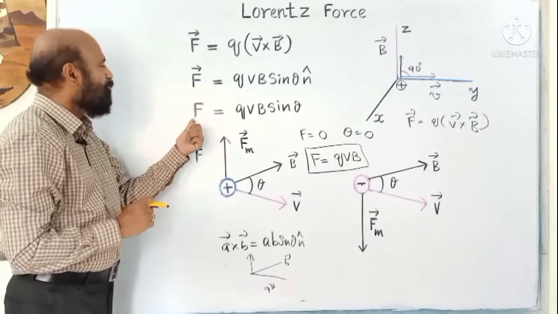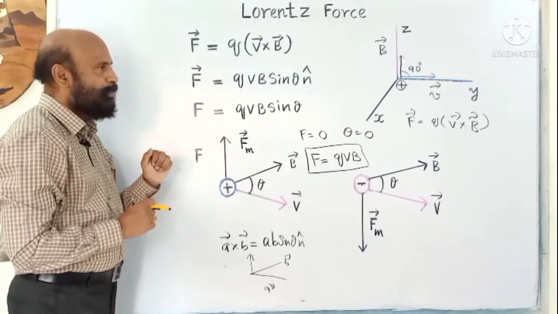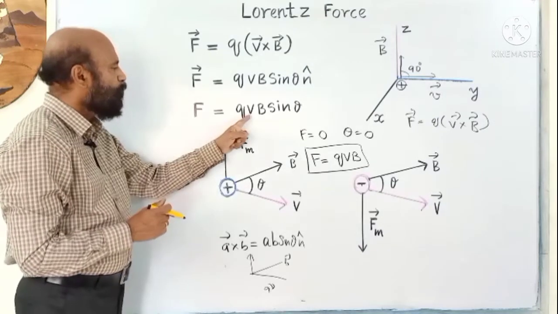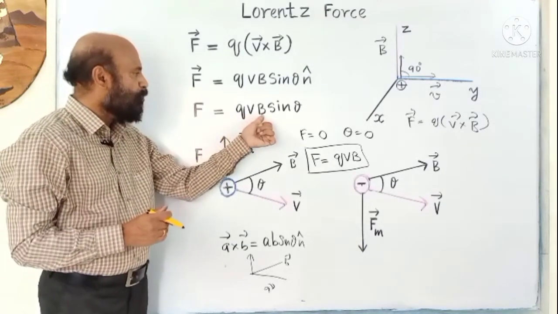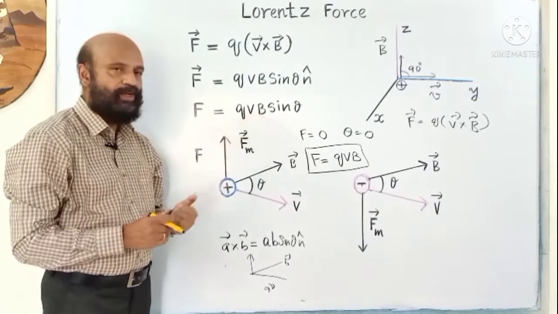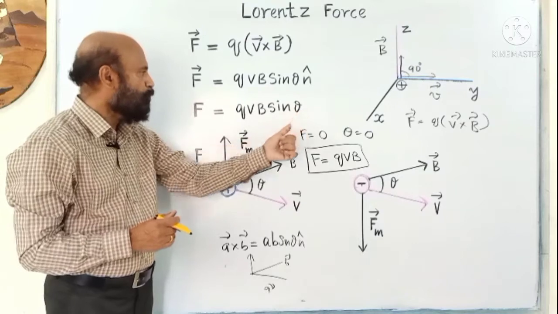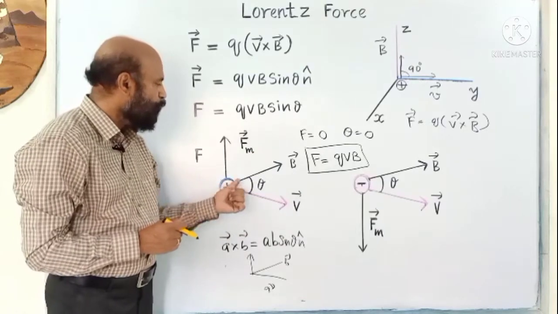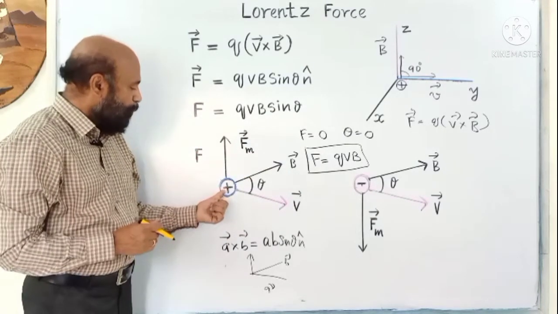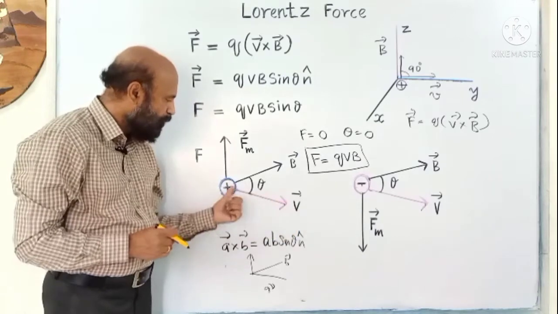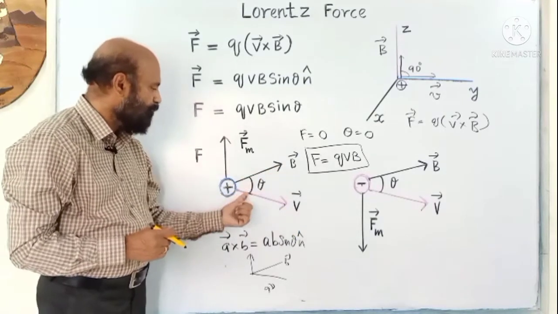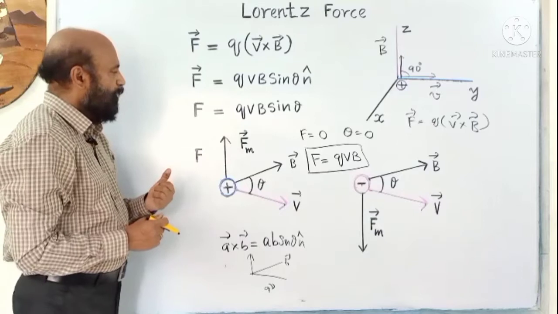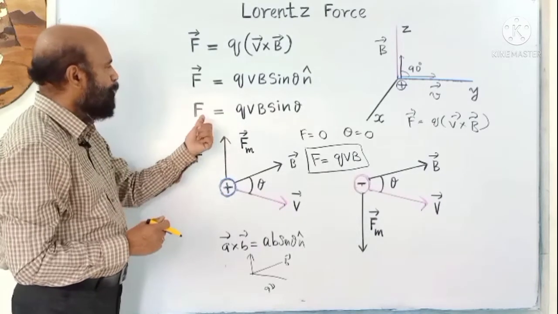From this relation it is clear, force experienced by the charged particle in a magnetic field is directly proportional to the charge of the particle, velocity of the particle, directly proportional to the magnetic field, then directly proportional to the sine of the angle between velocity and field. So here a positive charge is moving along this direction. So this is the direction of the velocity. Then there is a magnetic field. Theta is the angle between velocity and field. Then force experienced by the charged particle is given by this relation.